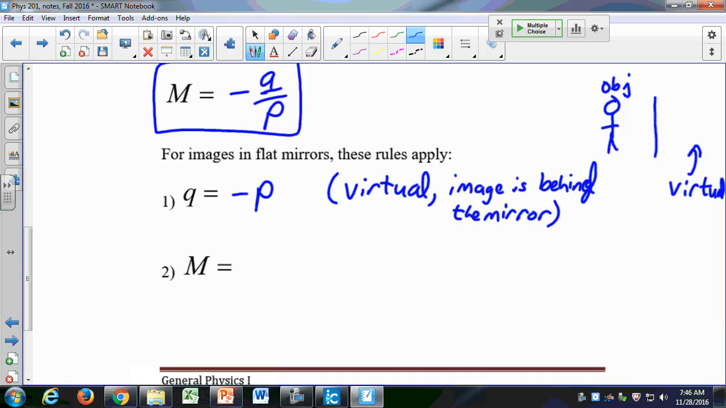Now, where would the real image be on a mirror? Would it be on the opposite side of the object or on the same side as the object? Where would the real image be? Now remember, what defines a real image? How do we define what a real image is? You can project it onto a screen. So where must the real image be for a mirror or for a curved mirror? On the same side as the object or the opposite side of the object? On the same side, because you can't put a screen behind the mirror, okay?